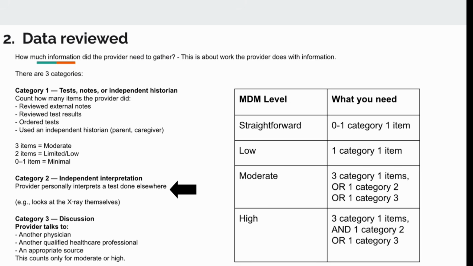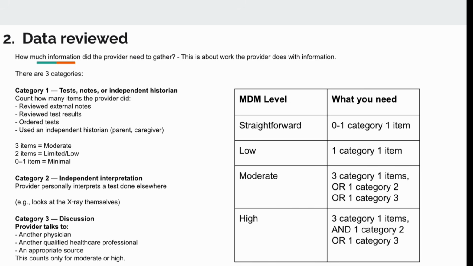Next, let us see category 2 in data reviewed, that is independent interpretation. The provider personally interprets a test which is done elsewhere. For example, looks at the X-ray themselves. Next is category 3 in data reviewed, that is discussion. The provider talks to another physician or another qualified healthcare professional. The provider talks to an appropriate source. So this counts only for moderate or high.